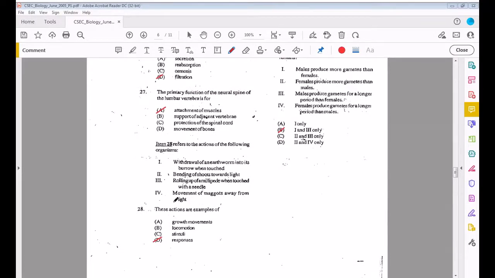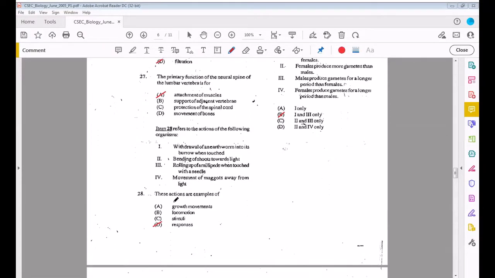27. The primary function of the neural spine of the lumbar vertebrae is for A, the attachment of muscles. Item 28 refers to the action of the following organisms. So we have 1, the withdrawal of earthworms into its burrow when touched. 2, bending of shoots towards light. 3, rolling up of a millipede when touched with a needle. And 4, movement of maggots away from light. All of this is examples of responses. D.